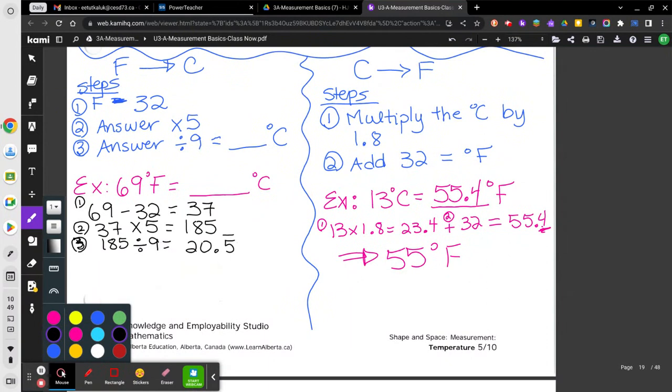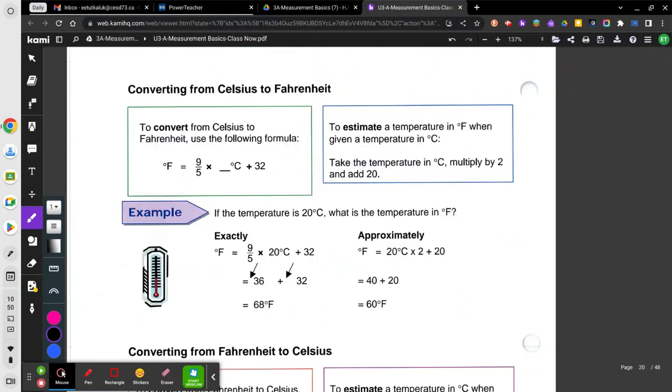So the 0.5 repeating is going to round it up to 21 degrees. So we would say 21 degrees Celsius. Okay, so 69 degrees equals 21 degrees Celsius. All right, once you've got that written down, we're going to turn the page and do a couple more examples.